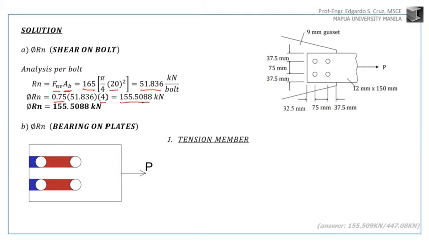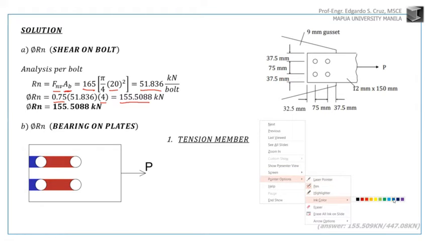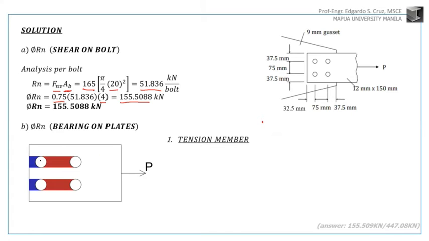For the tension member, there are two possibilities: tear out or hole deformation. We will solve it per bolt. Let's call the bolts bolt number 1, number 2, number 3, and number 4. Bolts 1 and 2 are almost the same, so I will consider just bolt number 1, a single bolt.